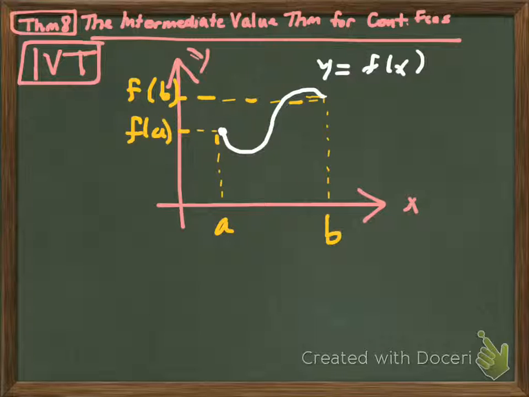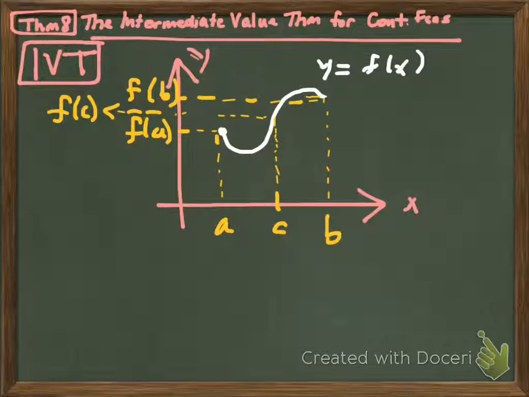Well, we're going to come back and toss a C somewhere between A and B. And there's that C we've been talking about all day. And I'm going to draw my little dash line up to the line. Again, what would that give me if I come back here? That gives me f of C.